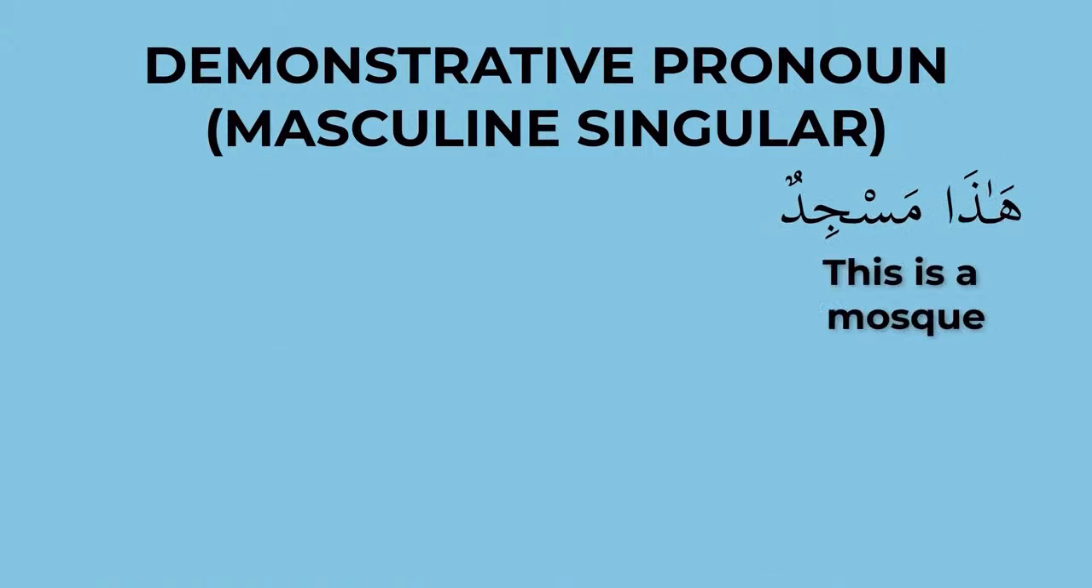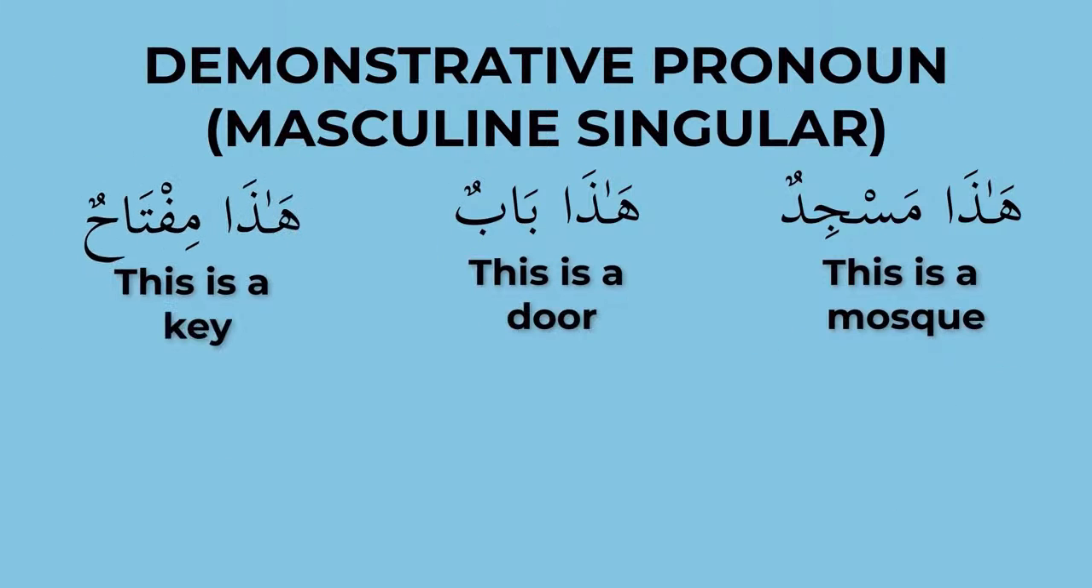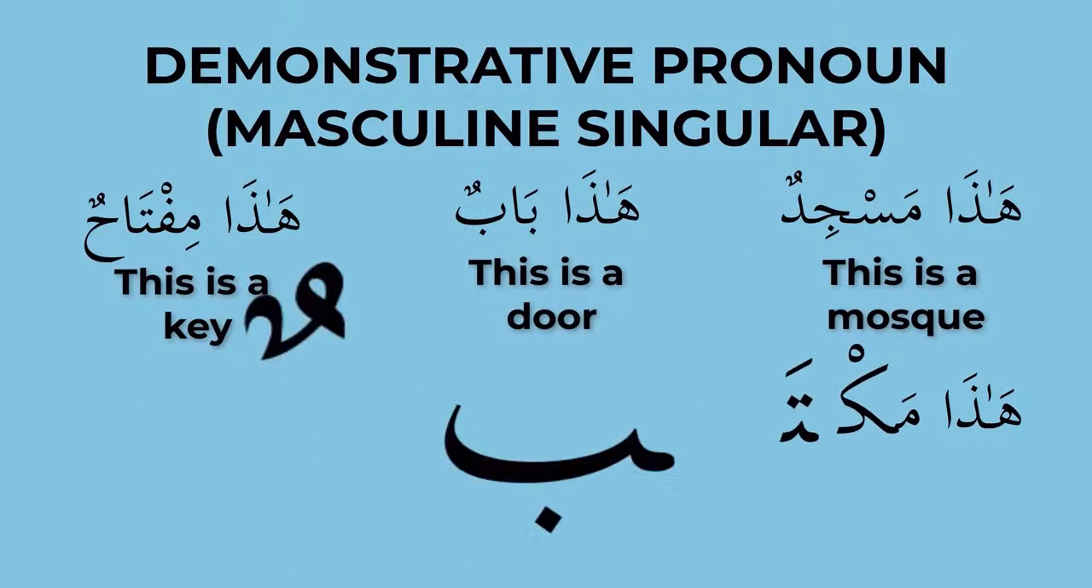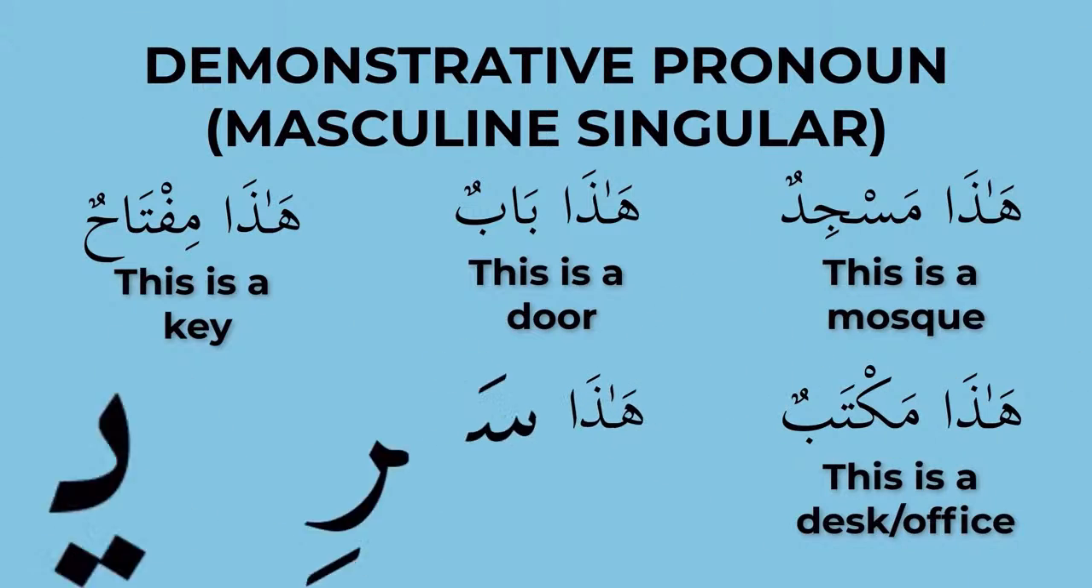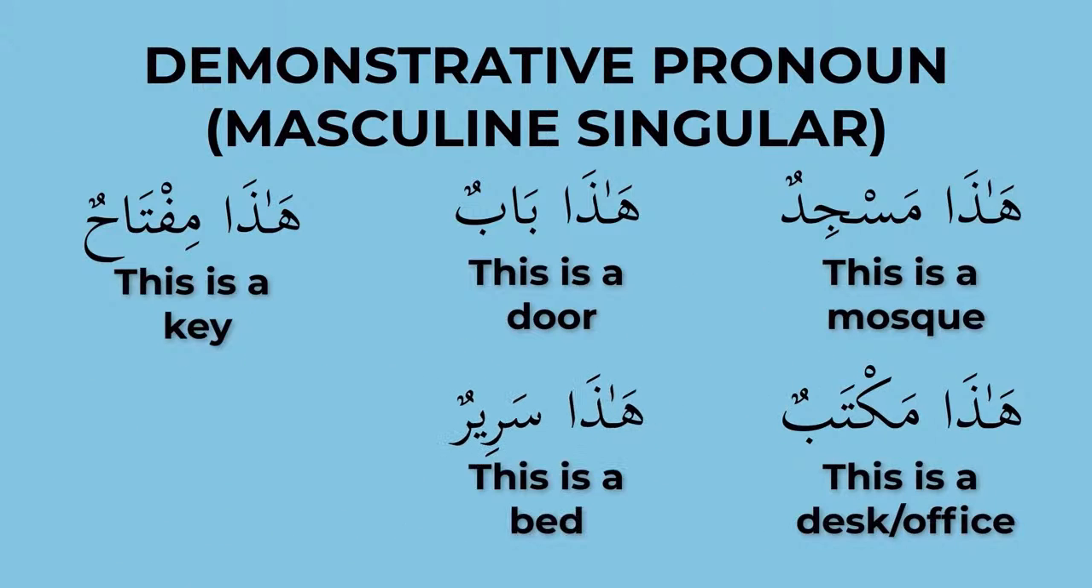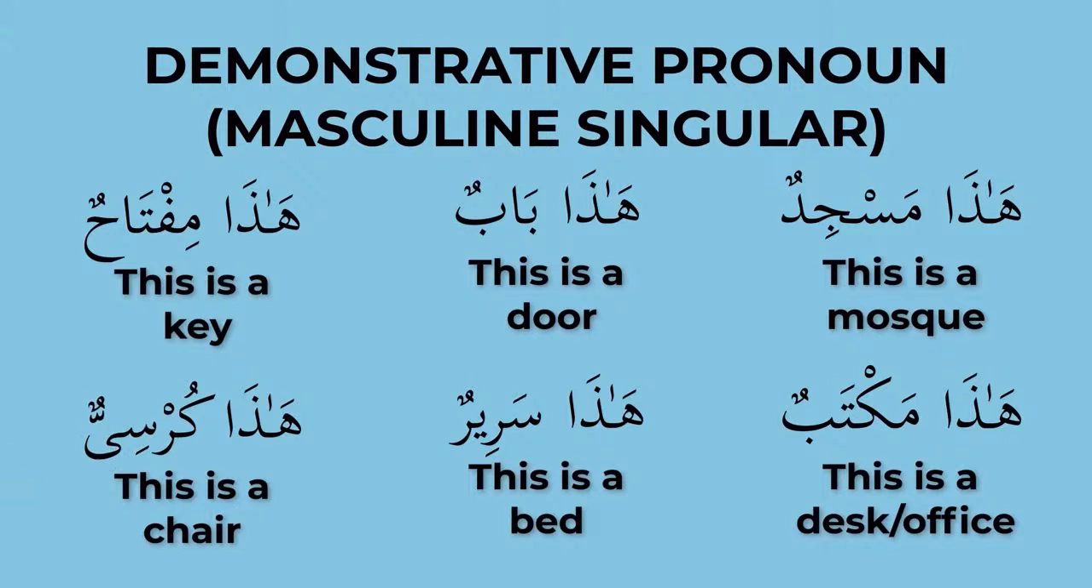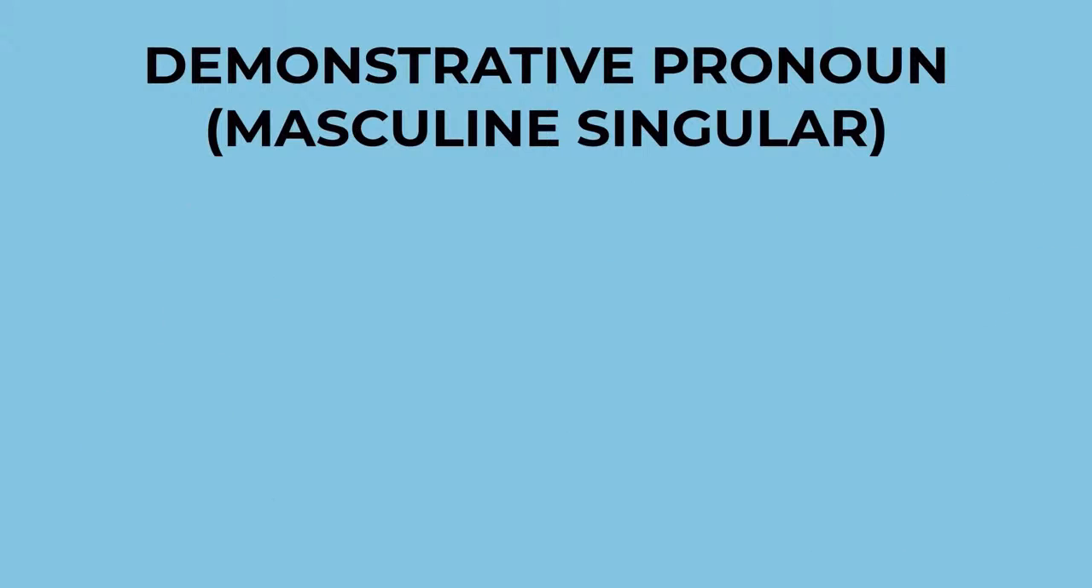Hadha masjidun. And the next word, hadha babun. What is the next word? Hadha miftahun. Hadha maktabun. Hadha sarirun. Hadha kursiyun. Are you with me, brothers and sisters? But now you got to memorize the vocabs. Inshallah. Now we come to the next page. What is written there? Ma hadha.